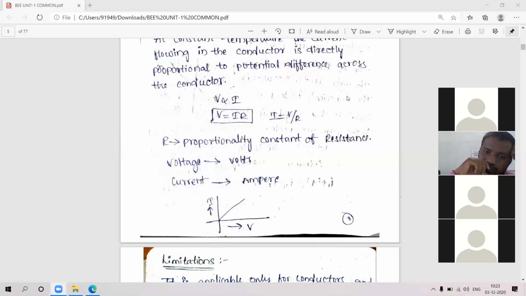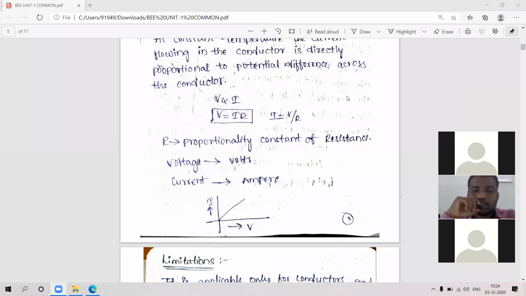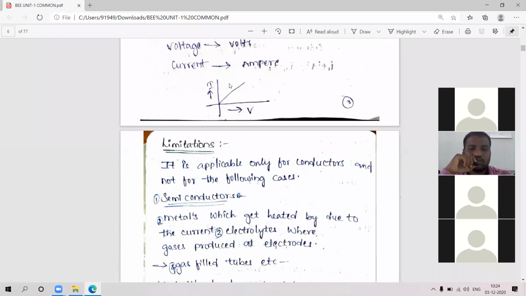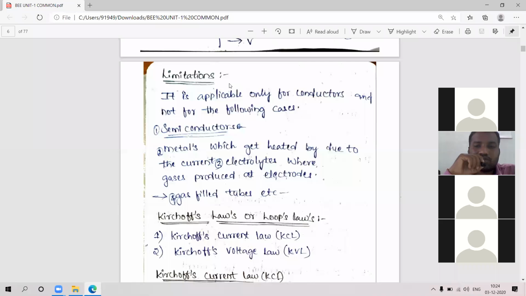So we can observe that the graph is not constant, that means not increasing. After some cut-in voltage it starts conducting. So that is why it is not applicable for diodes. So that's why we have some limitations. The limitations are like this: it is applicable only for conductors and not applicable for some following cases like semiconductors. Just now I have taken the example as semiconductors. Semiconductors means the graph will be like this.